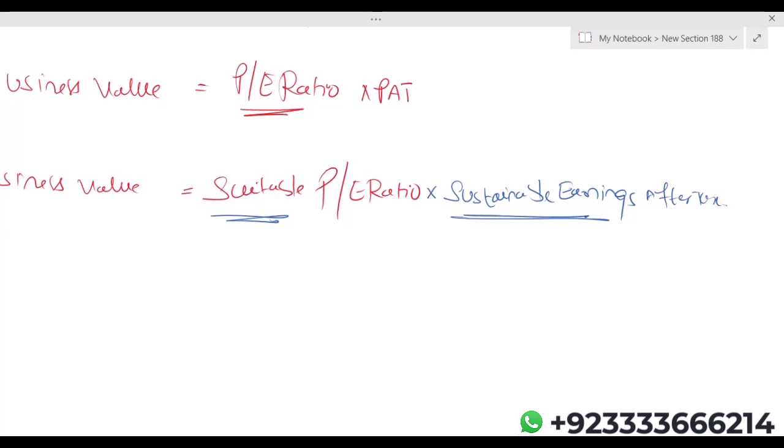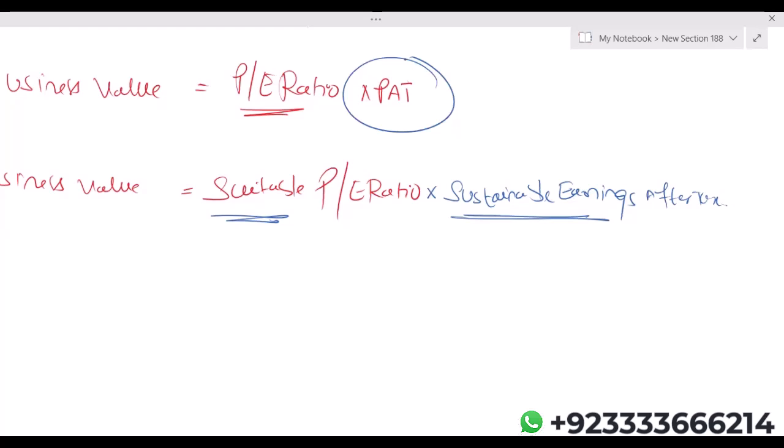Another, now what do you mean by sustainable earnings? Sustainable earnings means there is a possibility that the profit after tax which the examiner has given you has the impact of non-recurring items, so you have to exclude those from the PAT. Simply, those non-recurring items will be excluded from this PAT. Now, what do you mean by non-recurring items?